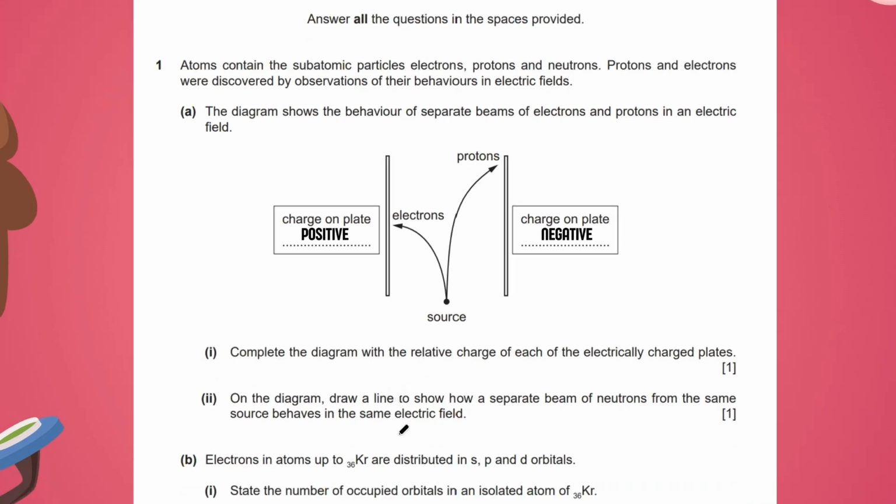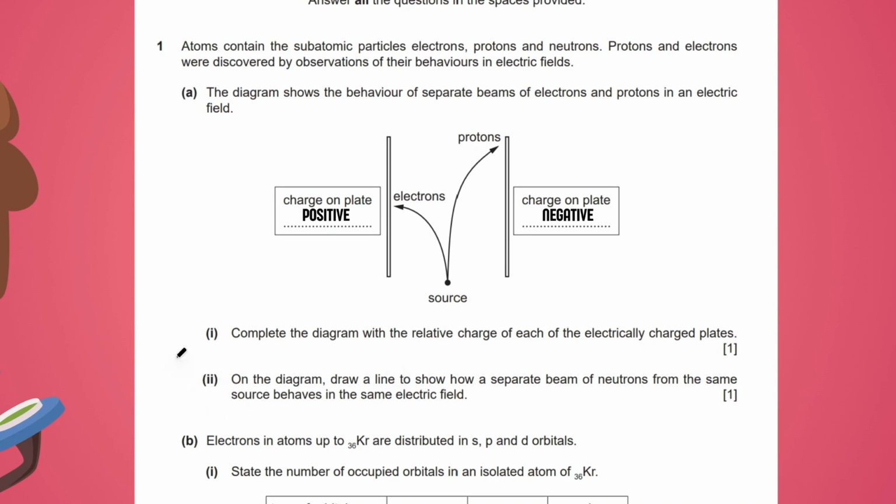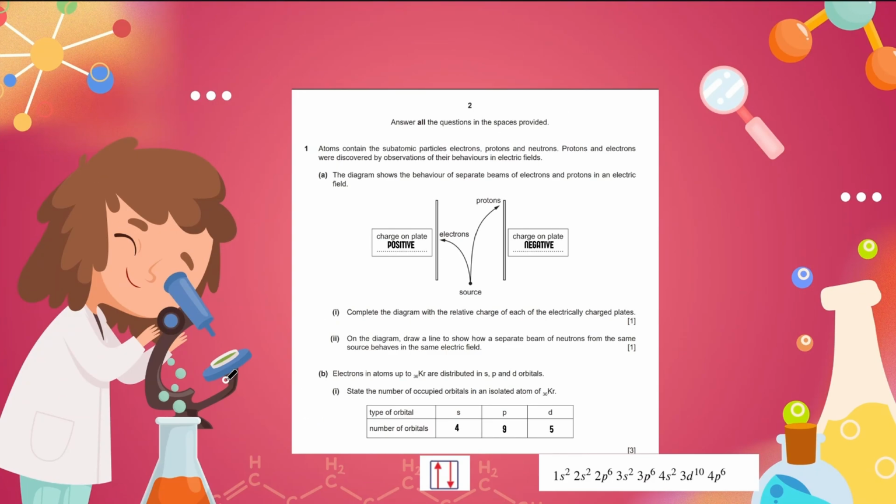And wait a minute. On the second question, on the diagram, draw a line to show and separate. Neutron. Neutron is neutral, which means she wants to be single. No need to do positive or negative. Just single. No job. So just draw the line right here. Ta-da! That is neutron. And then the second answer, the second question B. Electron is atom up to 36. Okay, I already made it for you guys right here.